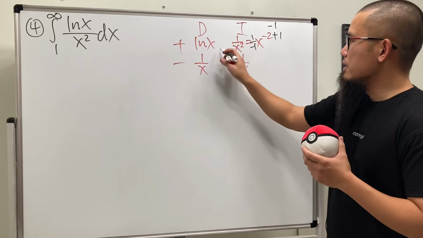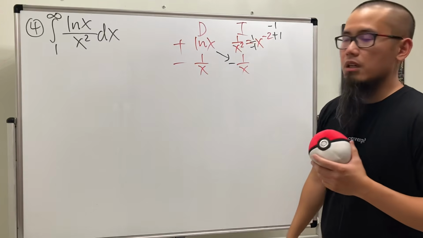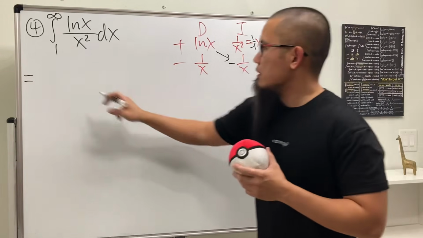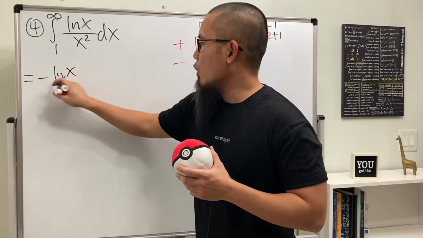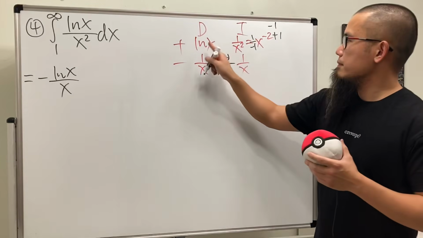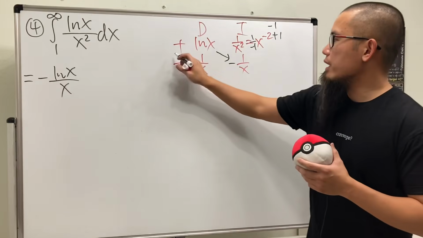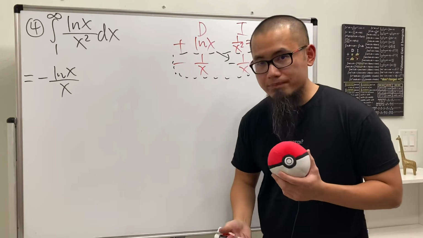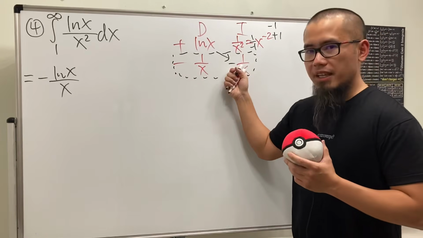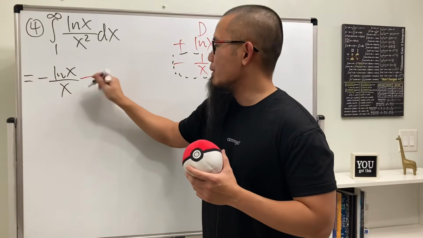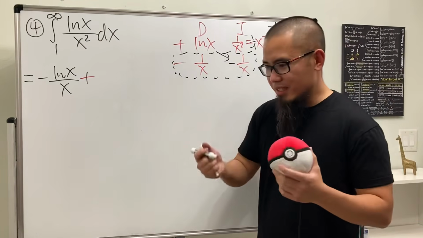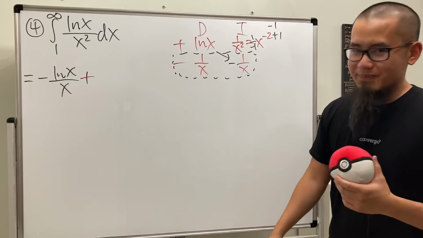So now you see, this times this is the first part of the answer, so we have negative, and then let's put down ln x over x. And then, don't forget that we will have to multiply these two things together and put that inside of an integral. Negative times a negative, we get positive.